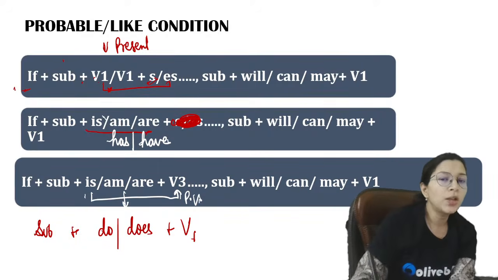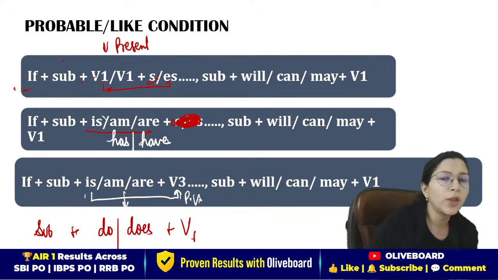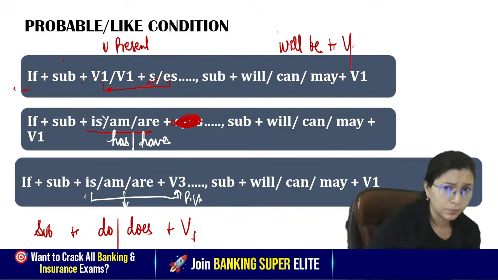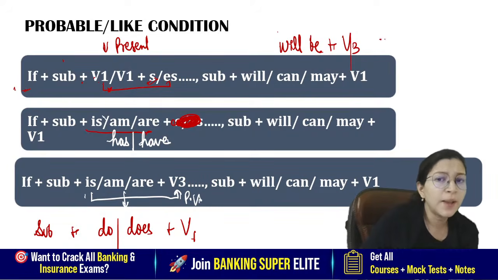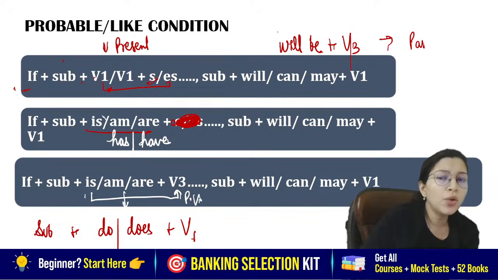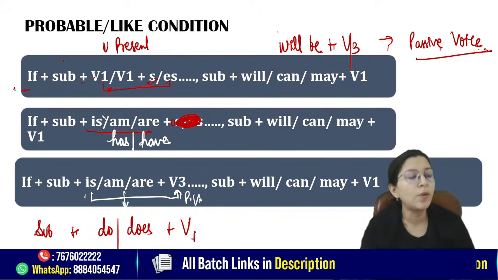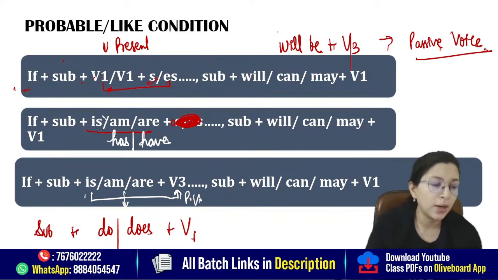And in the principal clause also you can use any future indefinite tense. Just if I say will be plus V3, isn't it future indefinite tense? This is passive voice, this is active voice. So you can use it in any voice, either active or passive. Only the tense should be future indefinite or modal indefinite tense.